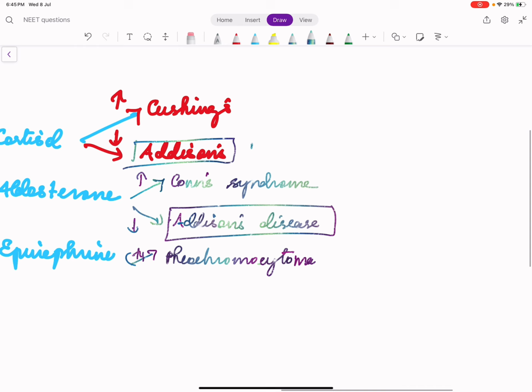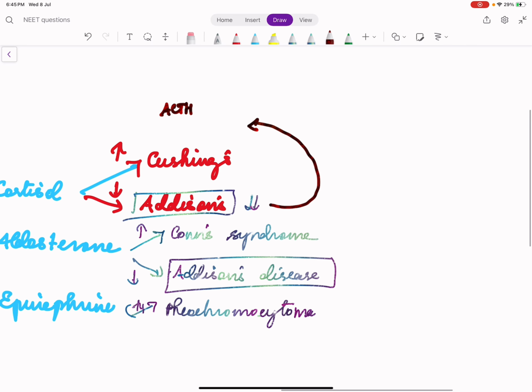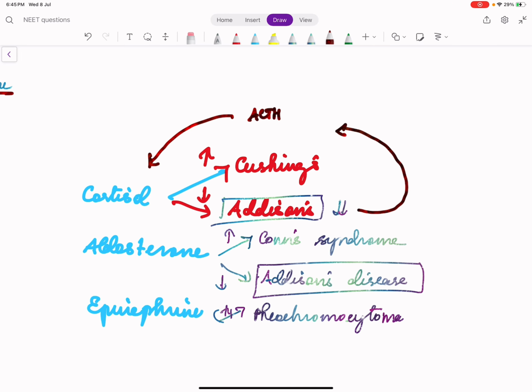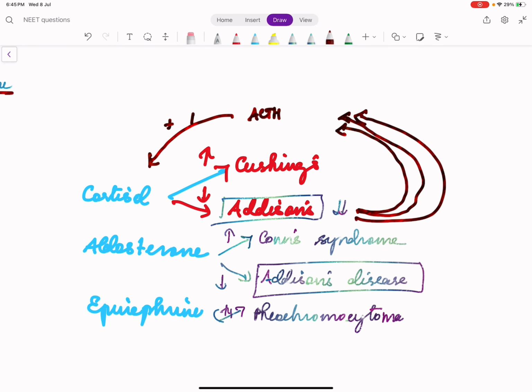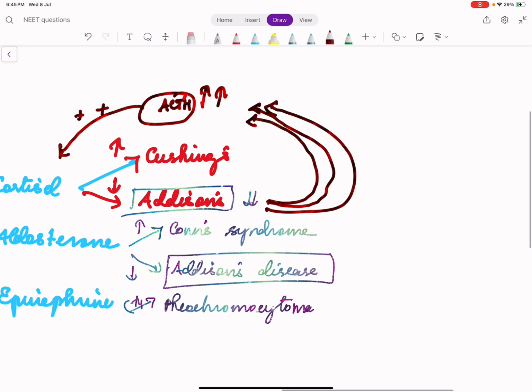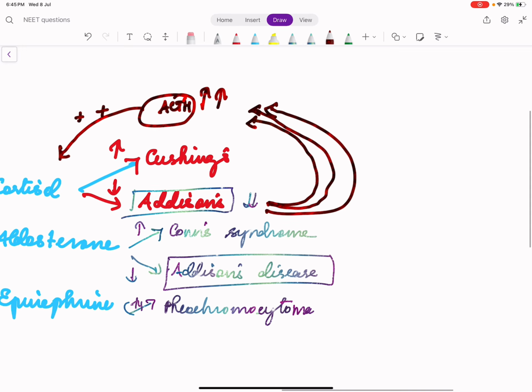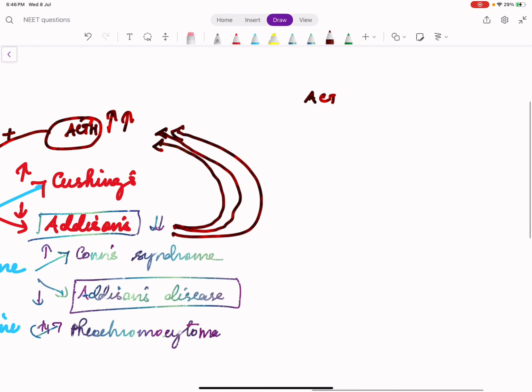So when cortisol is low, feedback mechanism happens. So I told you ACTH is the one hormone which is secreted from the pituitary, which increases secretion of cortisol normally. So when cortisol becomes low in Addison's, this feedback loop gets stimulated and more ACTH is stimulated. So there is cortisol deficiency in Addison's and there is ACTH excess in Addison's. This adrenocorticotropic hormone breaks into a few products. One product is POMC, pro-opiomelanocortin.